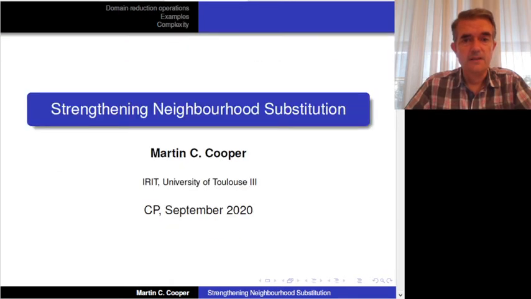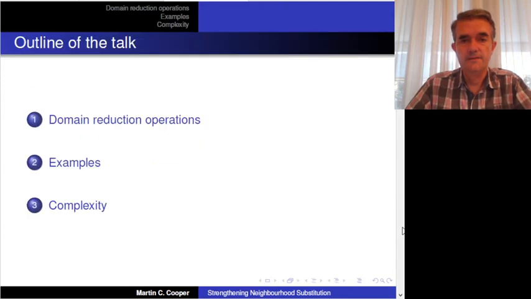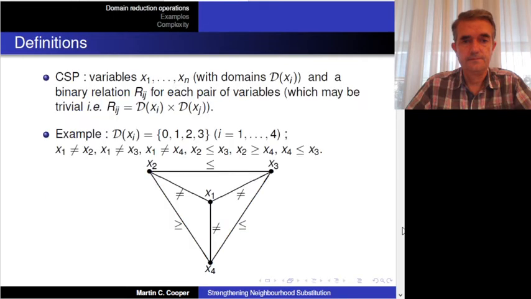Okay. So now I'll talk about these operations, but in more detail. So I think that most people watching this video will know what a CSP is. Here we're going to restrict ourselves to binary CSPs, and we assume that there is a relation, a constraint between each pair of variables, which may be a trivial constraint, but for notational convenience, we assume there's always a constraint between variables xi and xj.